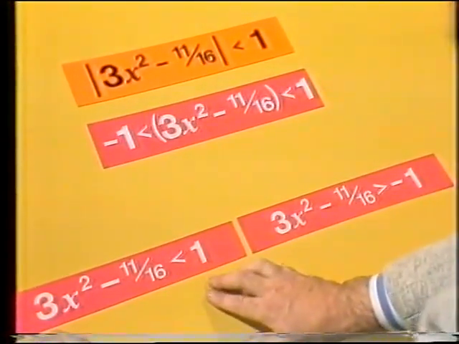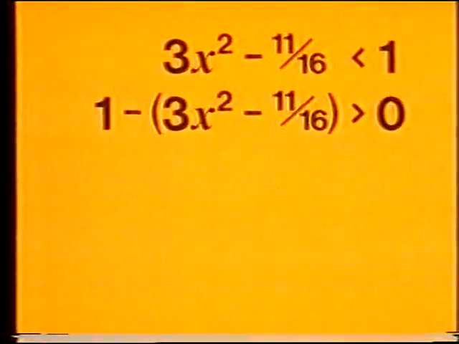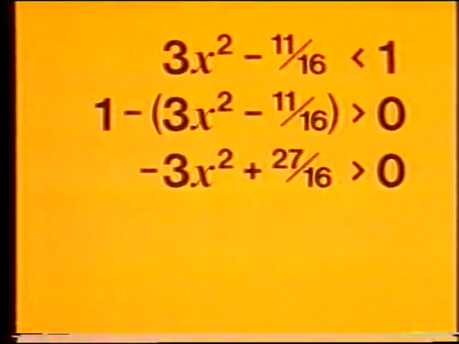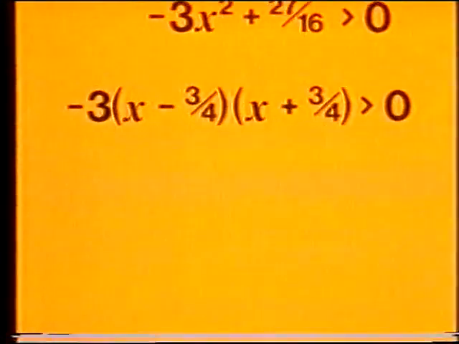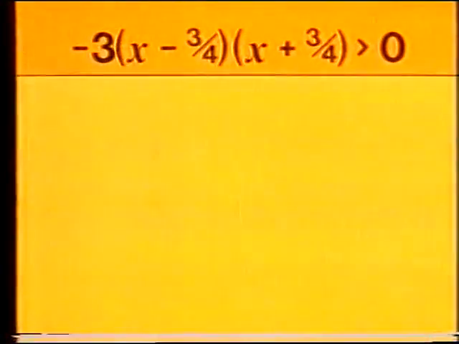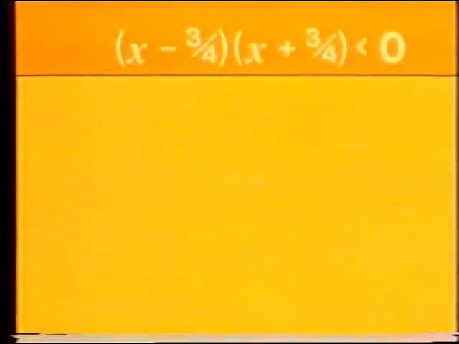Well, we'll start with the left-hand inequality. This means that 1 minus the quantity (3x squared minus 11)/16 is greater than 0. And that simplifies. And now factorize. So we're looking for values of x where this expression is positive. As -3 is negative, we want the rest of the expression to be negative as well. And the way to do that is to look at the two factors separately.